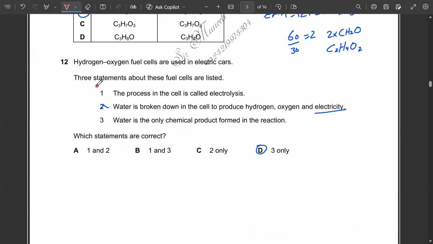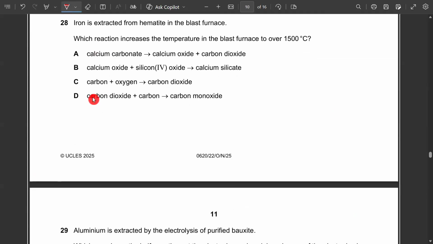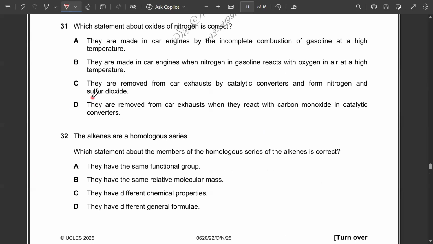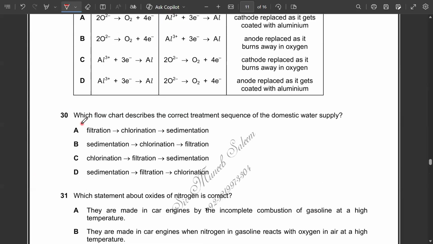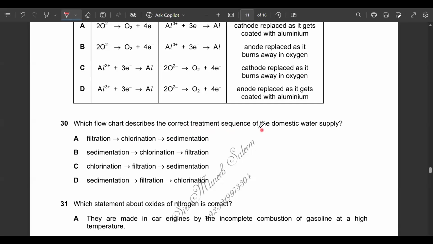10 and other remaining questions, some of the other following questions are skipped because they are already covered. So we jump directly to question number 30. Which flow chart describes the correct treatment sequence of the domestic water supply? So for this purpose, you must be able to recall what we learned earlier, you should be able to revise the literature about the domestic water supply. So let's see the options.